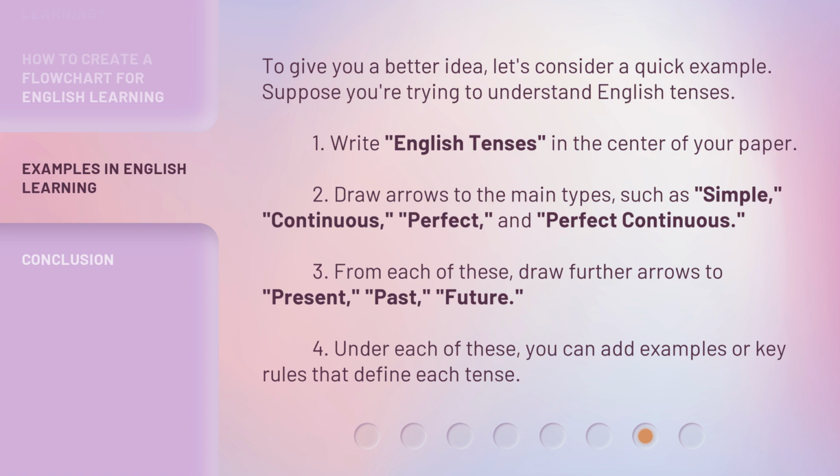3. From each of these, draw further arrows to present, past, future. 4. Under each of these, you can add examples or key rules that define each tense.